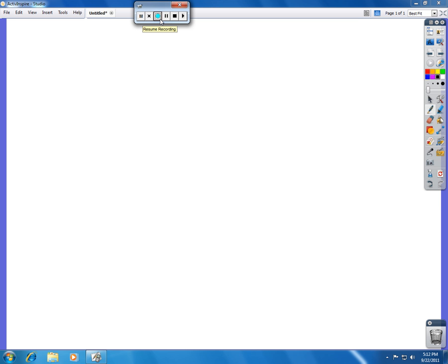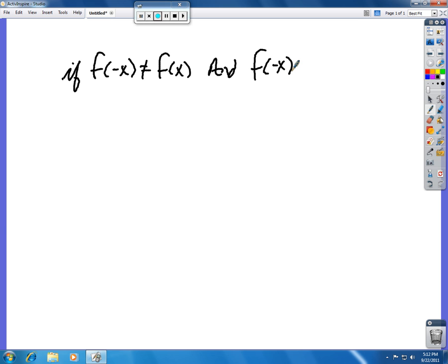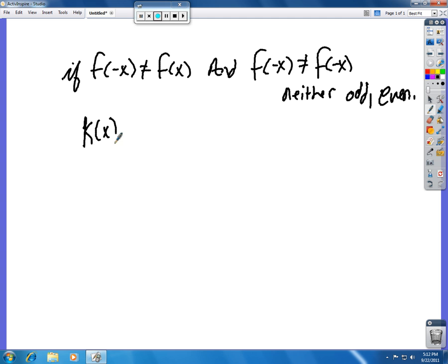I think I forgot to mention, if f of negative x is not equal to f of x, and f of negative x is not equal to negative f of x, then this is going to be neither odd nor even. An example of that would be something like this: x squared plus 6x plus 9.